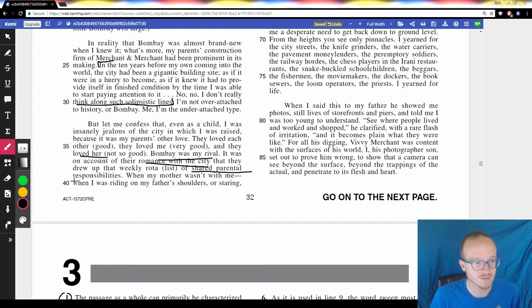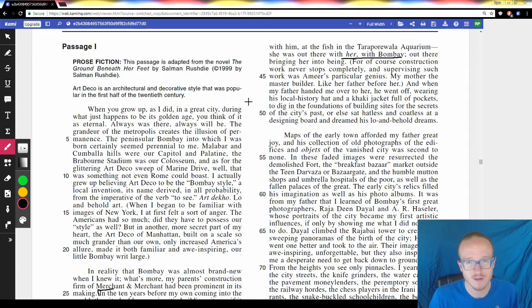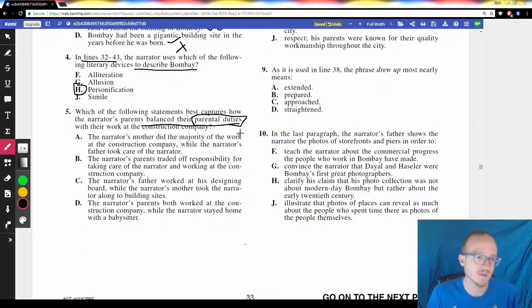Okay, shared parental responsibilities. So responsibilities, that's close enough to duties for me. But this says that they are sharing their responsibilities, and they seem to be handing the child off. We're talking about the mother's either with the narrator or with the city. Father's either with the narrator or the city, and then swapping off. This whole idea. So I'm looking for something that suggests that there's a shared responsibility for parenting. "The narrator's mother did the majority of the work, while the narrator's father took care of the narrator." Not really, there's balance.